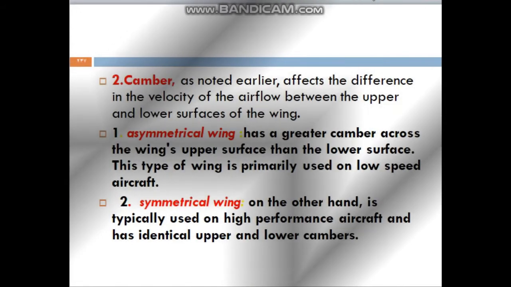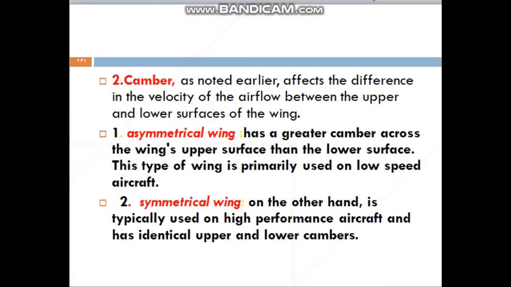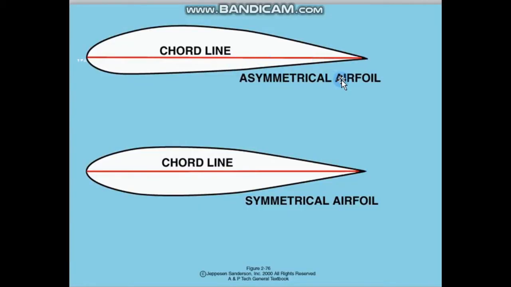The second factor is the camber. As noted earlier, it affects the difference in the velocity of the airflow between the upper and lower surface of the wing. We have two types of camber, or we will not say camber, we will say two types of wing according to the camber shape. The first one, asymmetrical, as we see in the figure. This is asymmetrical and this is the symmetrical.